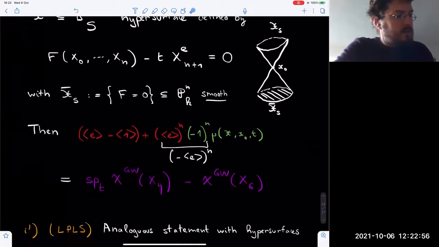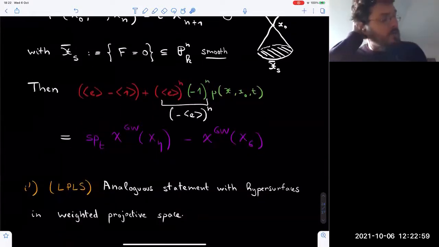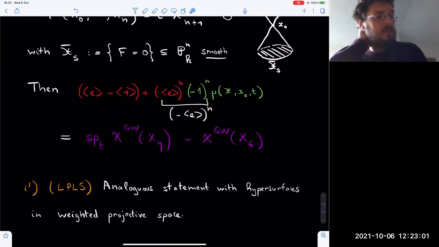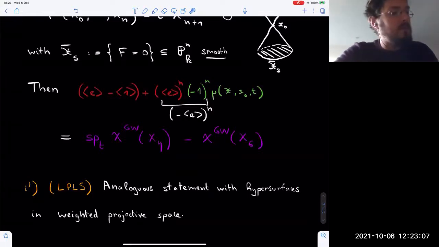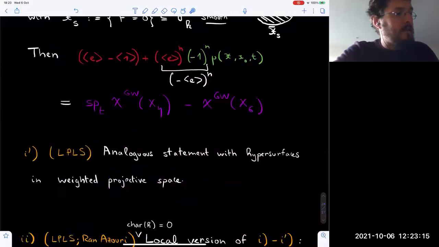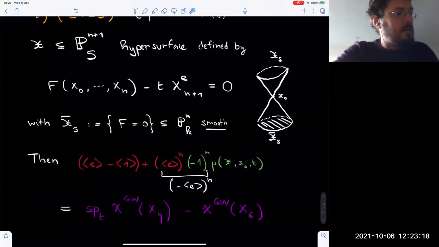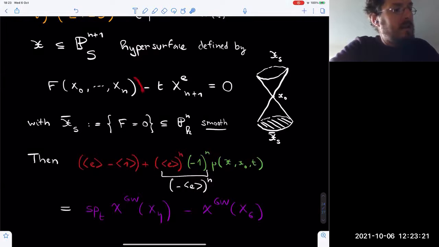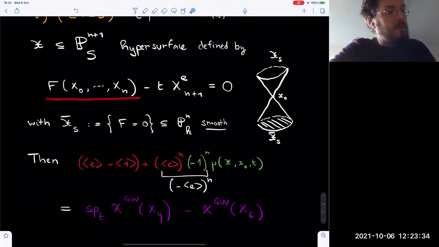Okay, so then there is an analogous statement for hypersurfaces in a weighted projective space. It's quite a bit more complicated to state, but it's a very similar statement. What this means roughly is that you replace this f by something which is not homogeneous, but which is weighted homogeneous. So you give weights to x0 to xn which are not all 1, but some integers, and f has to be weighted homogeneous.